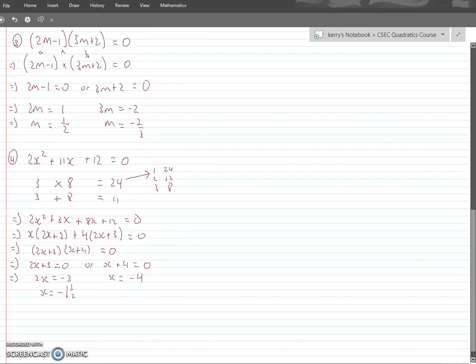So this is how we solve a quadratic. A nice, easy process with a nice, easy principle.